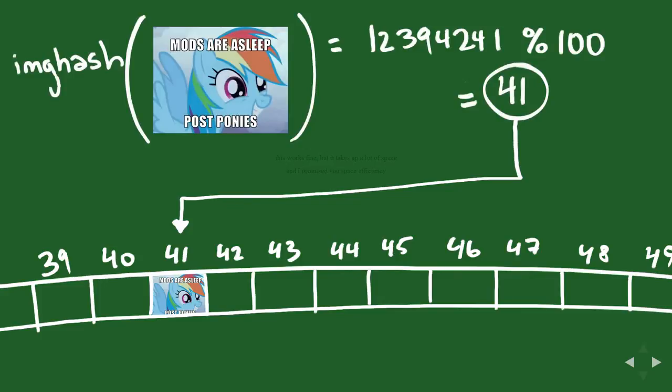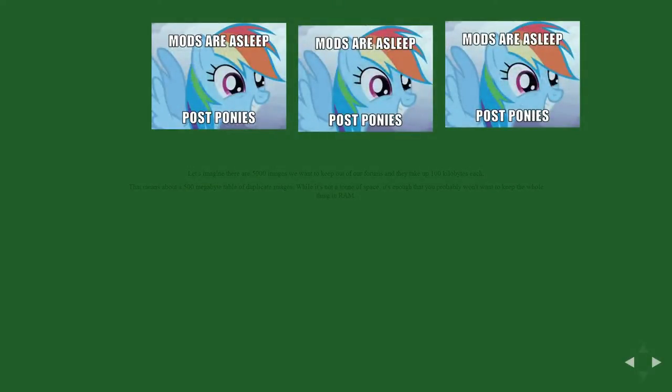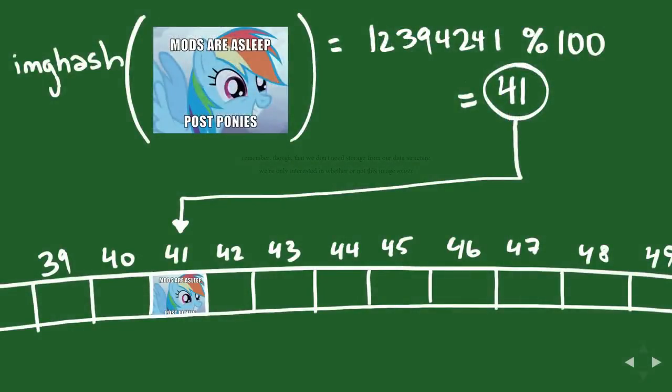So this works fine, but it takes up a lot of space, and I promised you space efficiency. Let's imagine there are 5,000 images we want to keep out of our forums, and they take up 100 kilobytes each. That means about a 500 megabyte table of duplicate images. While it's not a ton of space, it's enough that you probably won't want to keep the whole thing in RAM.